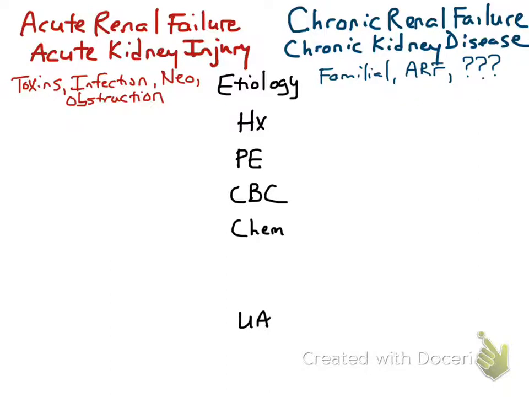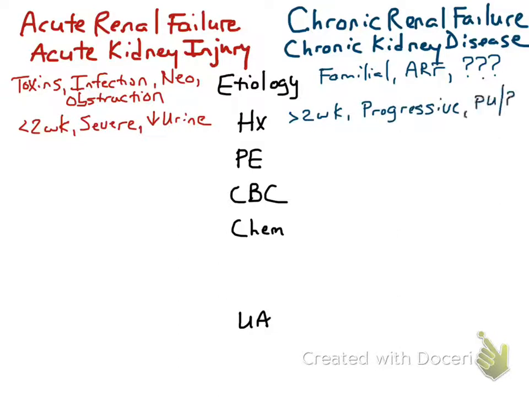On history, patients with acute renal failure often have a less than 2-week onset of more severe clinical signs, and it often includes anuria, meaning there's no urine production, or oliguria, meaning there's decreased urine production. Animals with chronic renal failure have chronic clinical signs that are often progressive, and the clinical signs include polyuria, polydipsia oftentimes.